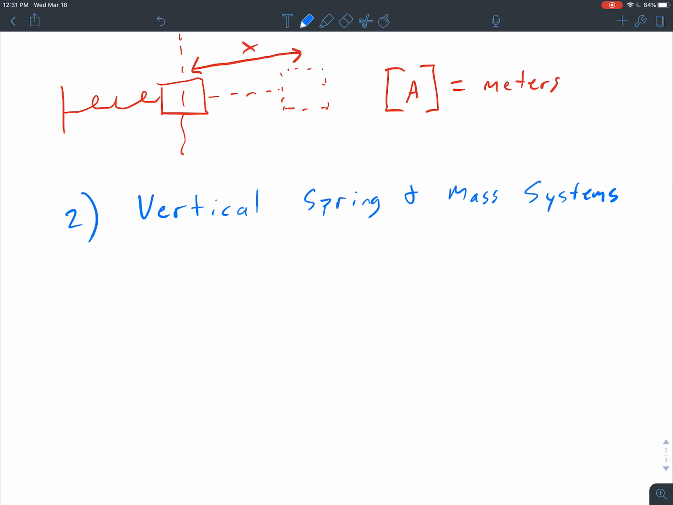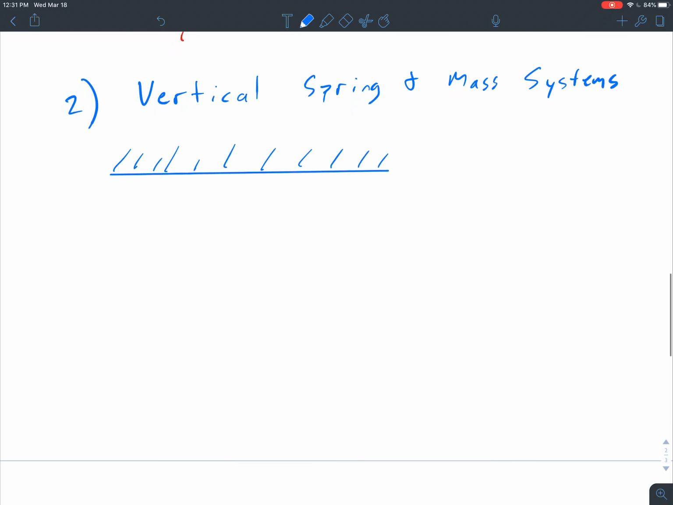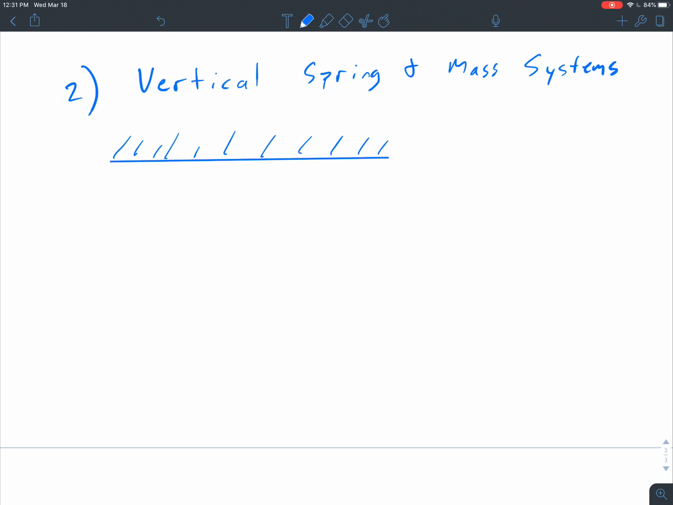But so, vertical spring and mass. So you've got something like this. Ooh, it's a straight line. Yay, oh my gosh, no way. Nerds. Okay.